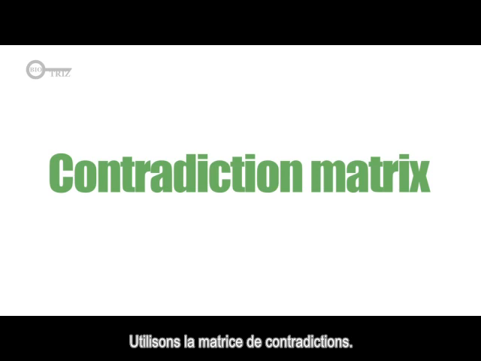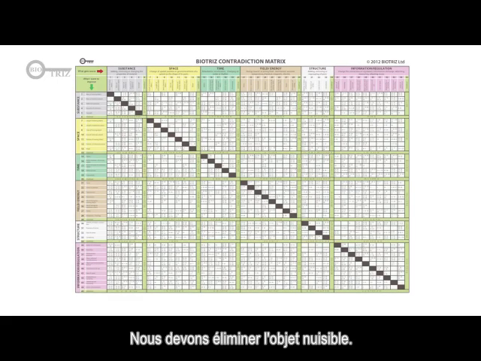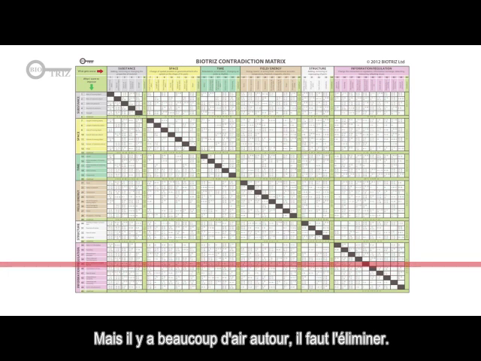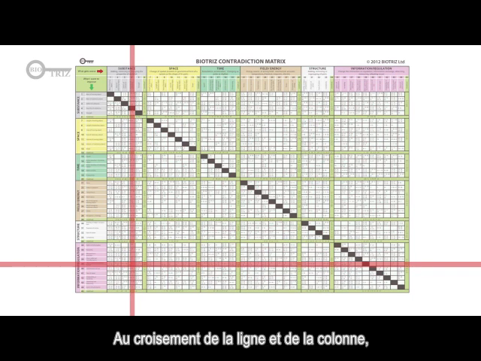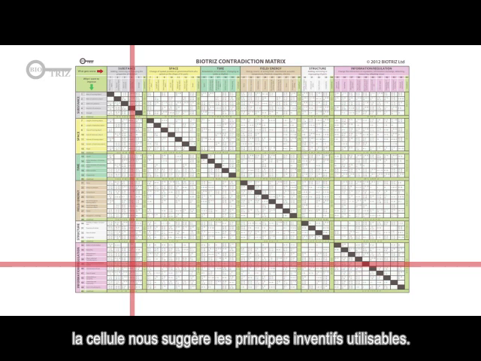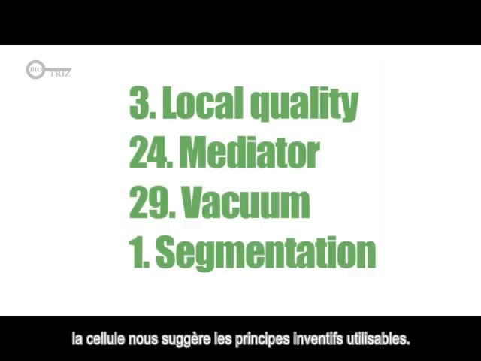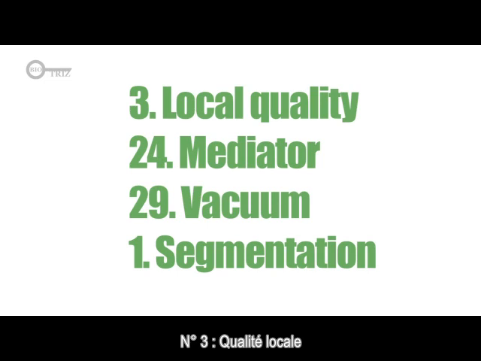Let's use the contradiction matrix. We need to eliminate the object-generated harmful factor, row number 39 in the matrix, but there is a lot of air around, the limiting parameter, quantity of substance, column number 4 in the contradiction matrix. The crossings of the 39th row and the 4th column give us the cell with the numbers of recommended inventive principles. Number 3, local quality. Number 24, mediator. Number 29, inert atmosphere or vacuum. And number 1, segmentation. The solution is use the mediator of segmented inert gas locally.